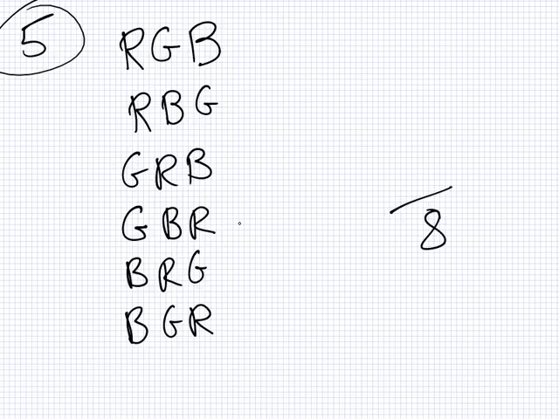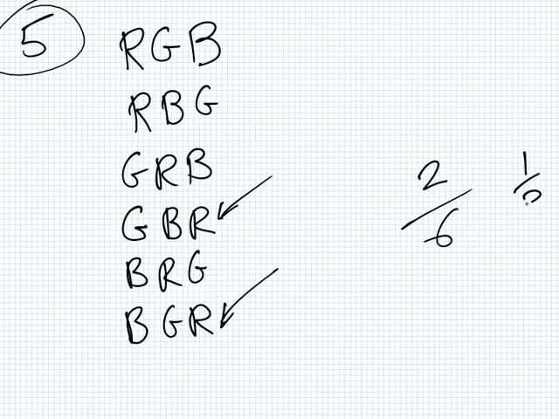So that is this one and this one. Oh, sorry, there are 6. This one and this one. So that's 2 over 6, which is 1 over 3.